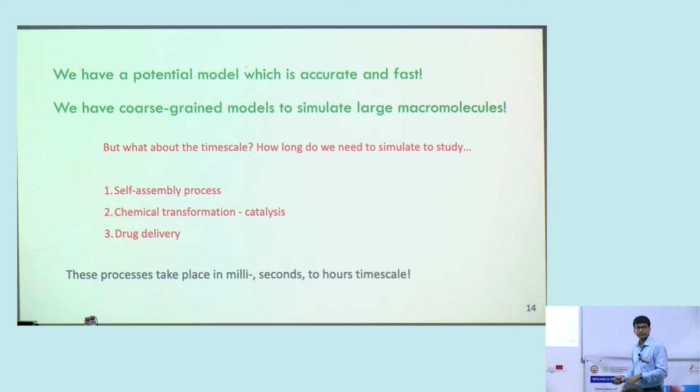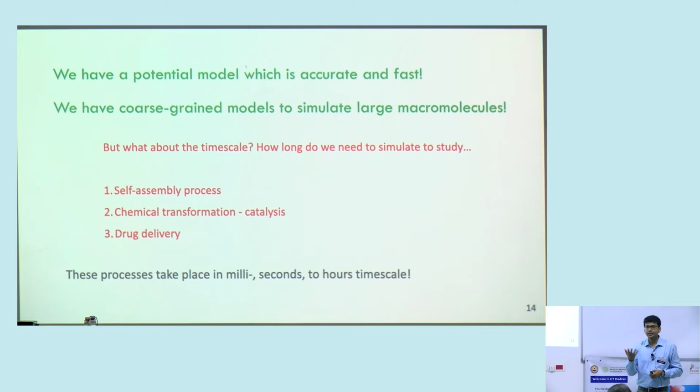Now this is kind of a summary for now. We have a potential model which is accurate and fast, neural network potential. We have coarse grain models, the one that we just saw, to simulate large macromolecules. But what about time scale? How long do we need to simulate to study, if we want to study self assembly, going to nanocluster, how nanoparticles come together and create a large macromolecular complex? Can we study it? Chemical transformation, catalysis, if you want to do.